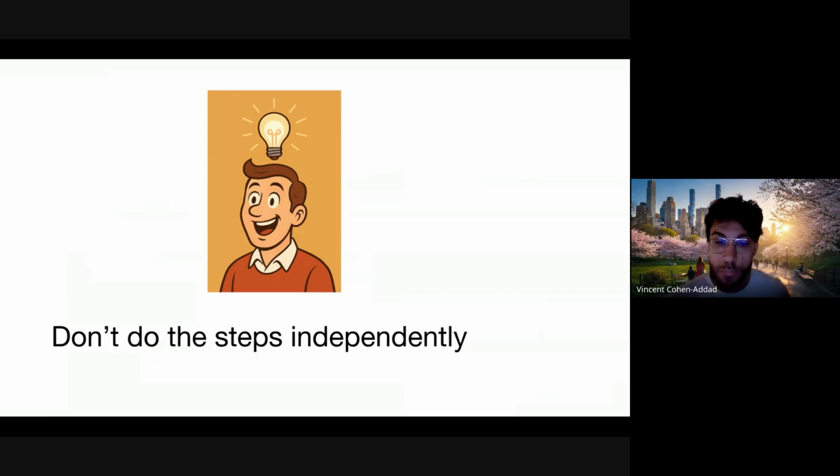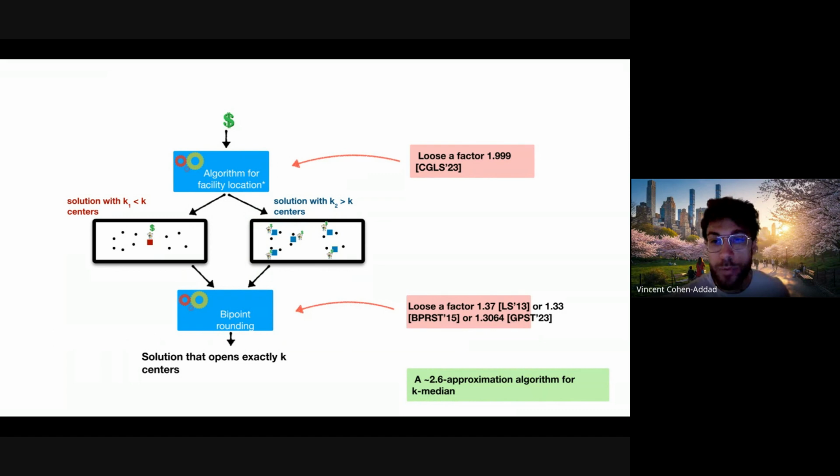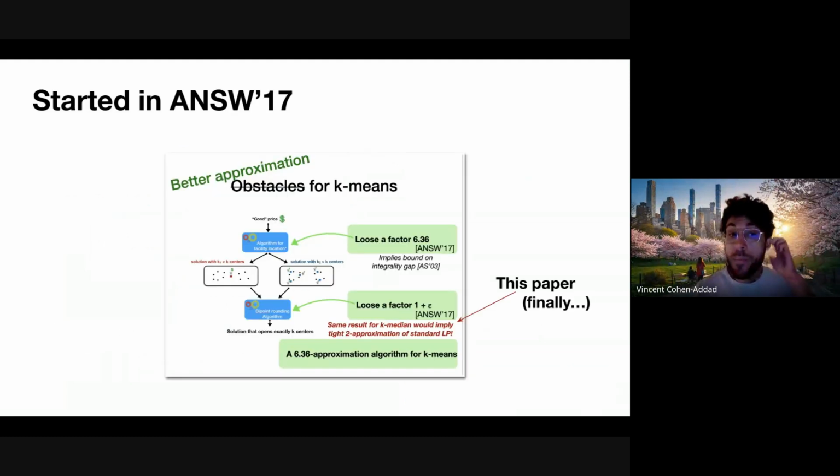And the main idea that we have in this paper, which is a natural idea, is to try to do these two steps together at the same time. Don't separate the Lagrangian multiplier preserving solution from the bipoint rounding. Of course, it's way more technical to do it together, but it's also a way to maybe not lose the two factors together.